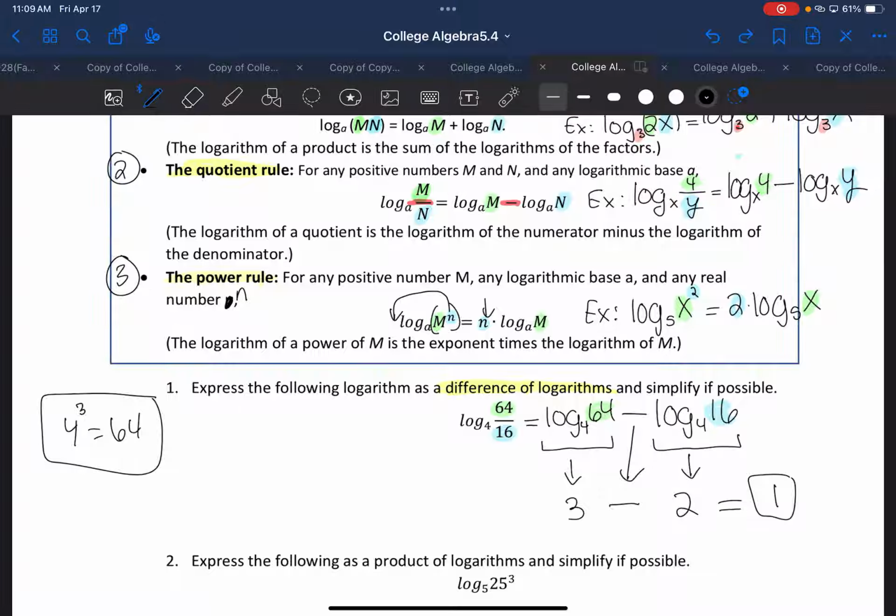Now, without using the quotient rule, I could have also just simplified. 64 divided by 16 is 4. So this is the same thing as log base 4 of 4, which is also just equal to 1. But I just wanted to show you how to do this because they won't all work out that way, obviously. So you will have to separate them. But you could have simplified that fraction first and then done it that way. Okay?